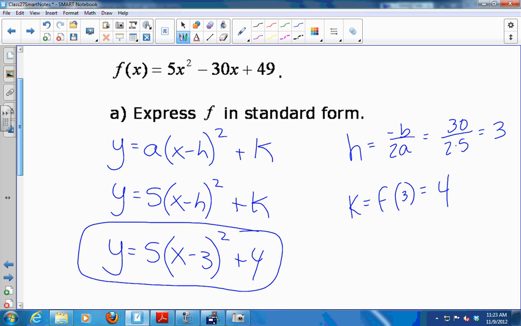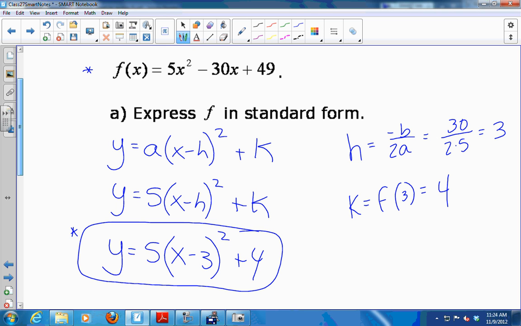How could I check and see if I did this right? Yeah, I could plug in an x here and plug in an x into this one, and see if they give me the same y. That's a quick check I could do. So if I plug in x equals 0, I get negative 3 squared, which is 9, times 5 is 45, plus 4 is 49. And if I plug 0 in here, I also get y equals 49. So that's one quick thing I could do to check.